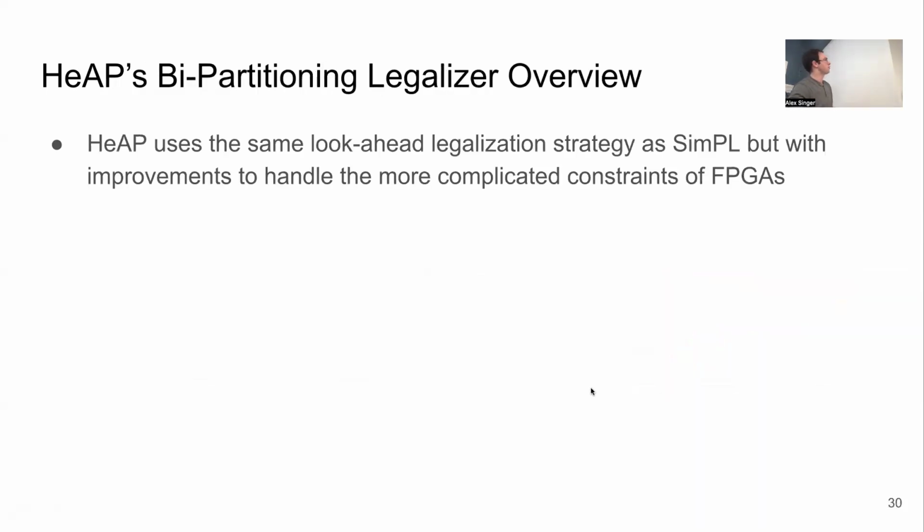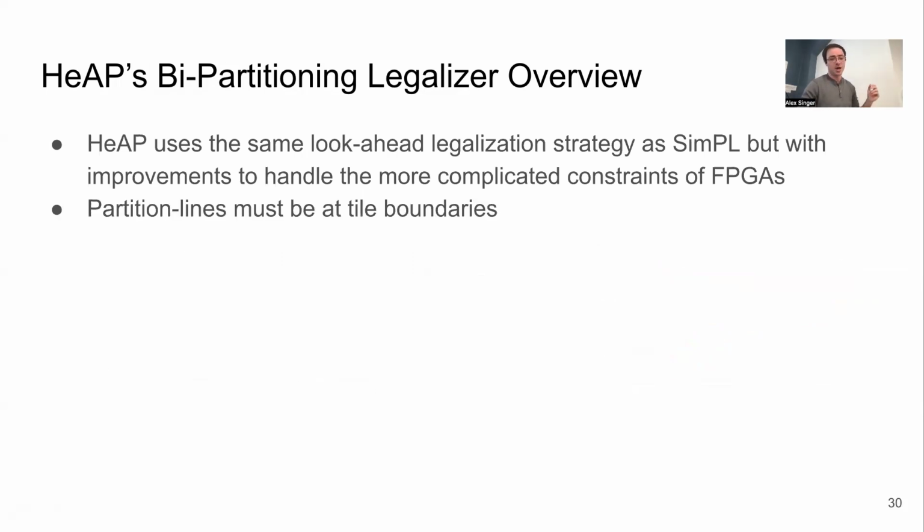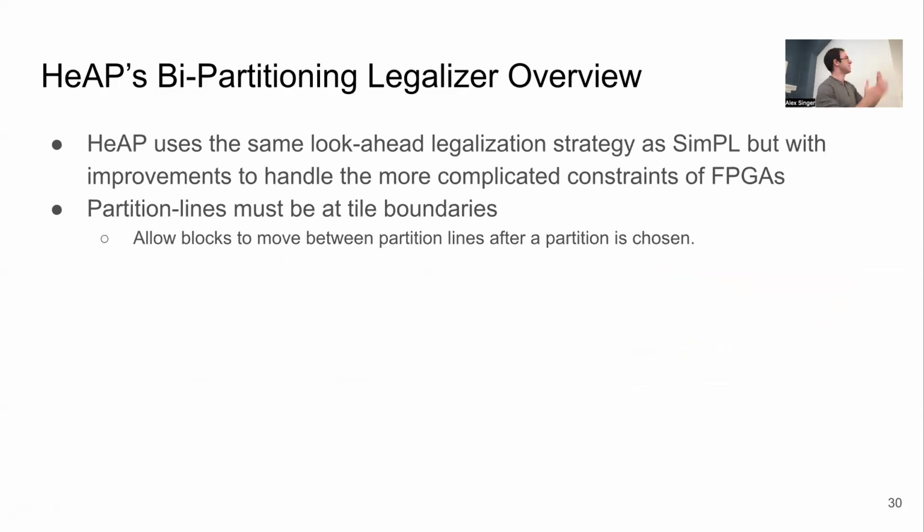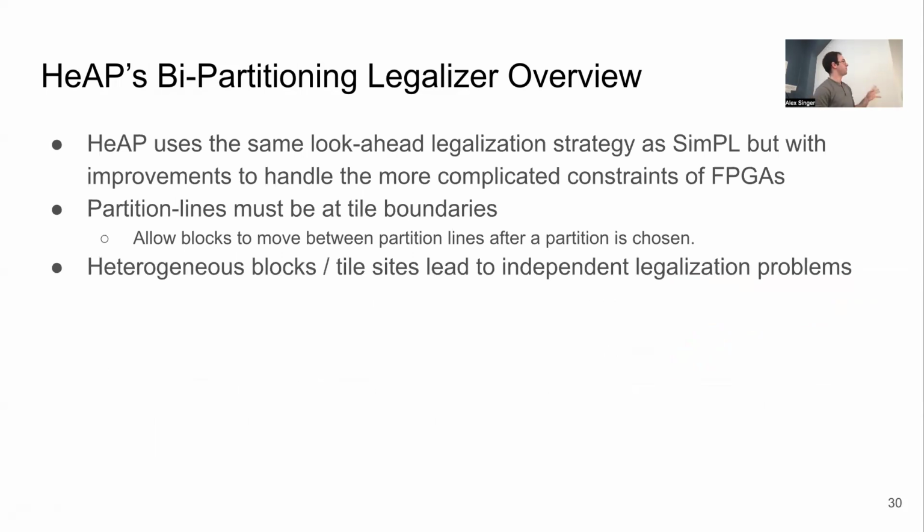So, an overview of how HeAP does bi-partitioning. It's the same look-ahead legalization strategy as SimPL. It practically is the same if you just draw the map out, but with improvements to handle the more complicated constraints of heterogeneous FPGAs. The partition lines must be at tile boundaries, and the consequence of this is that we now need to allow blocks to move between partition lines after a partition is chosen. And the heterogeneous block/tile sites lead to independent legalization problems.